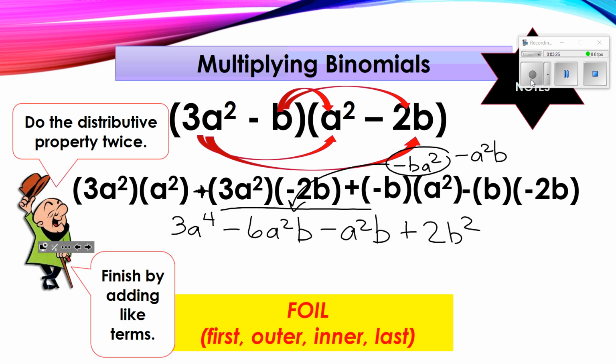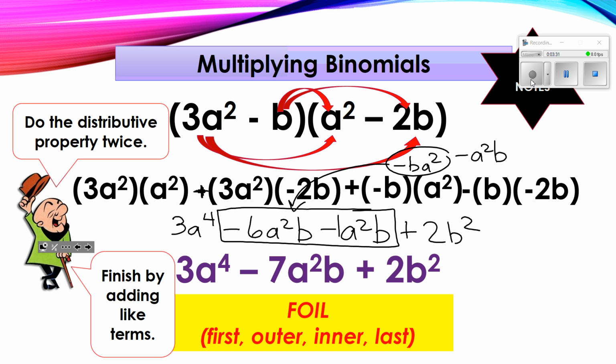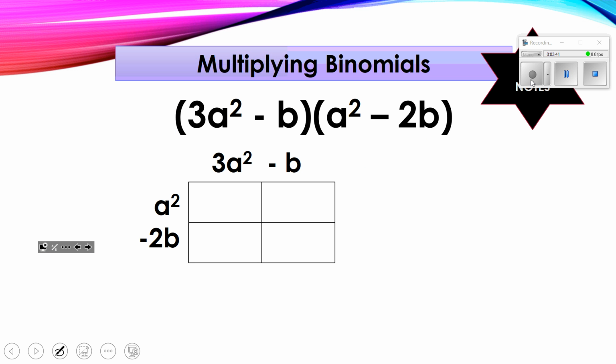Again, here in the center, you will recognize that we have like terms, and combining them will result in a final answer of 3a to the fourth minus 7a squared b plus 2b squared. FOIL, distributive property twice, is what we're doing. This is another way that some people look at it.